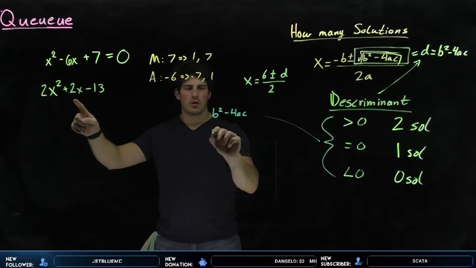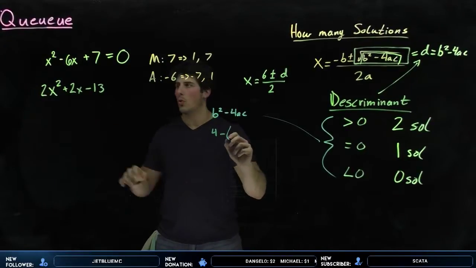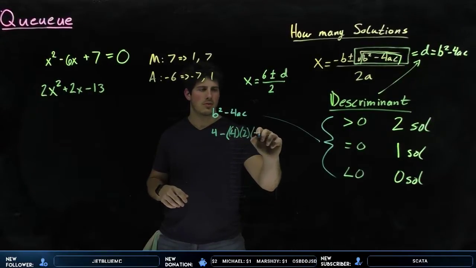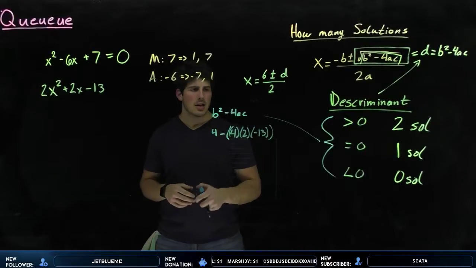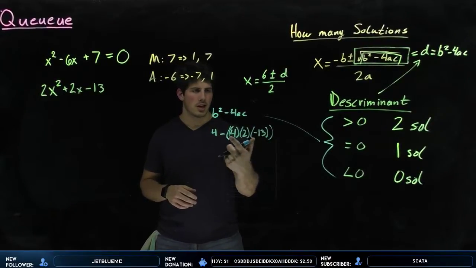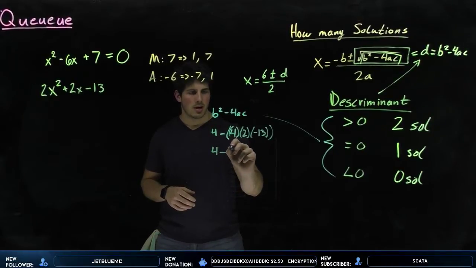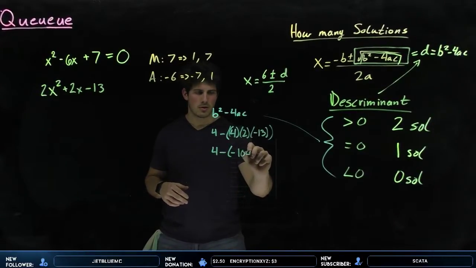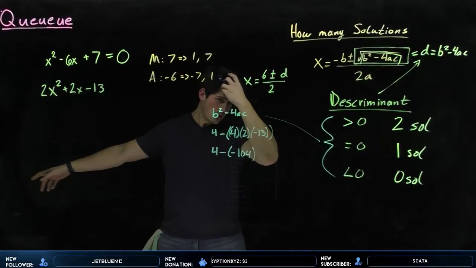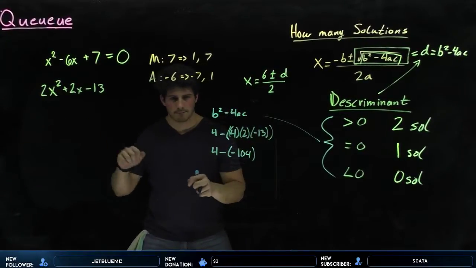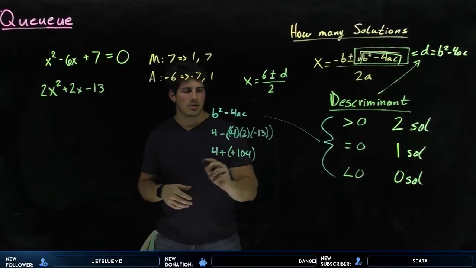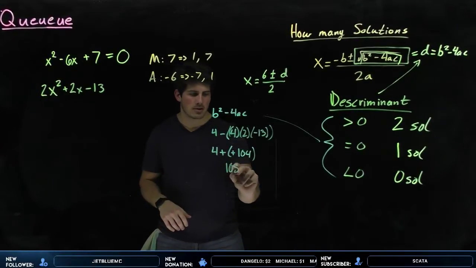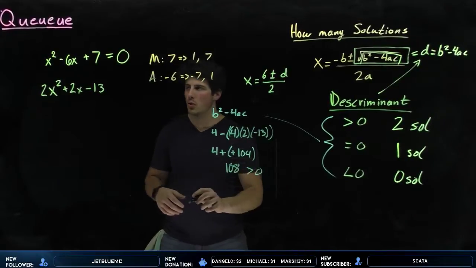b squared is going to be 4. Minus 4ac, so 4 times 2 times negative 13. 8 times 13, negative 13, so 4 minus a negative, and 8 times 13 is going to be 80 plus 24, 104. Fact check me, Levi. 104, 8 times 13 is 104. Yep. Cool. Now, these are actually going to be added together because they negate each other. If you're subtracting a negative, you're actually adding a positive. So that is going to be 108. That is greater than 0. So we have two real solutions.